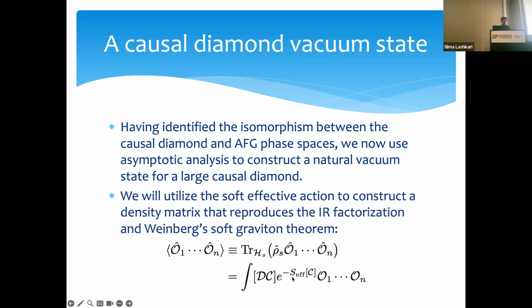And that is what they call the soft effective action. So let me just say in a bit more mundane terms. Suppose I want to compute a correlation function of any operators in Einstein-Hilbert gravity. What I do is insert these operators in the path integral, and the path integral should be weighted by e to the minus S Einstein-Hilbert.